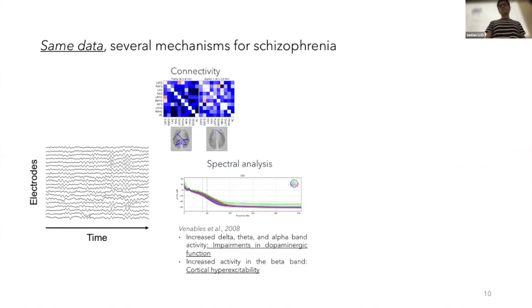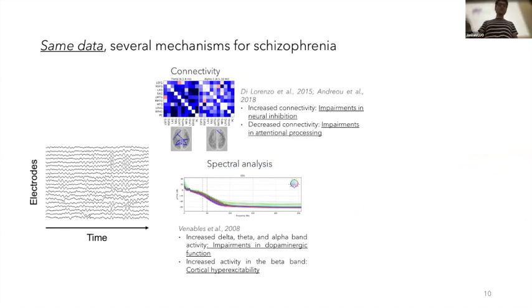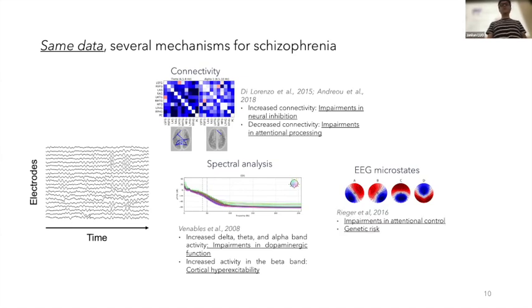So there are other methods, for example, looking at how sensors or how different sources are related, for example, using connectivity. And these methods have been used to analyze patients with schizophrenia, and it has been shown that patients have increased connectivity at different frequency bands. And this was related, for example, with neural inhibition, and also decreased connectivity at other frequencies has been shown to relate with attentional processing. And other well-established methods, such as EEG microstates, have also been shown to be impaired in patients, and this was related with attentional control or genetic risk, among many other methods that I'm not showing.